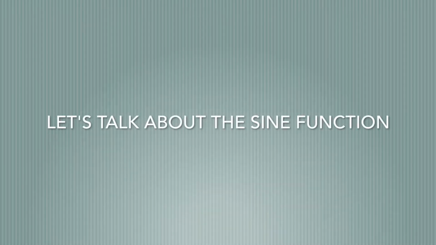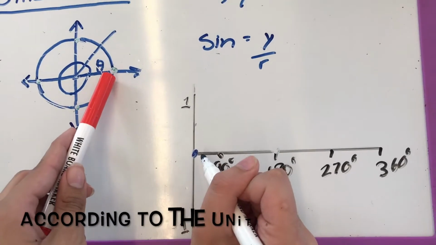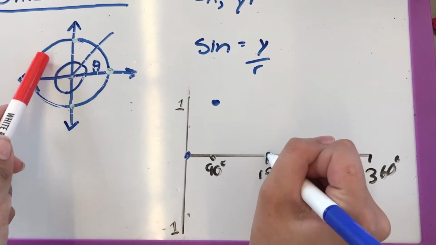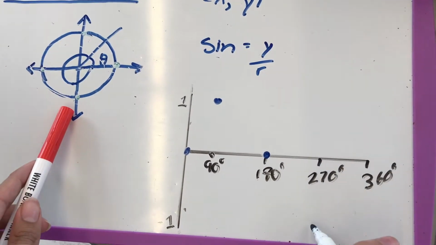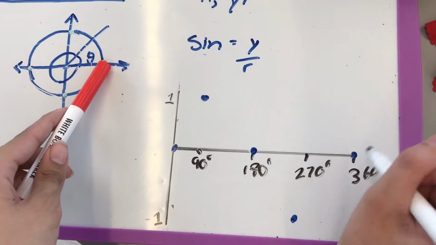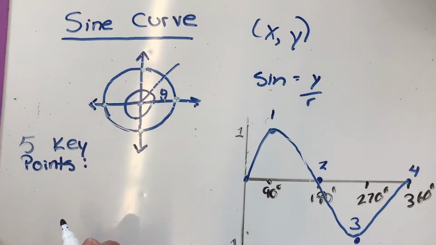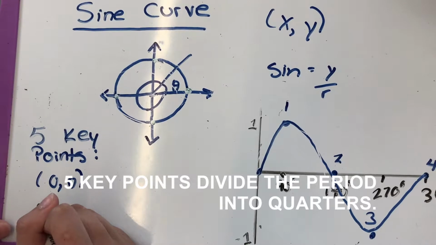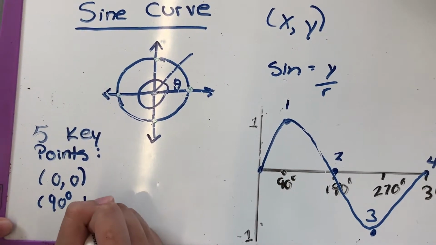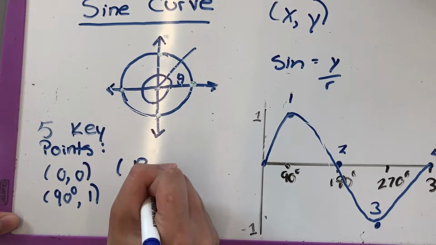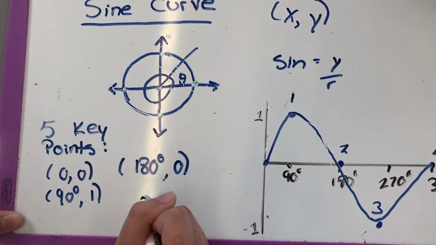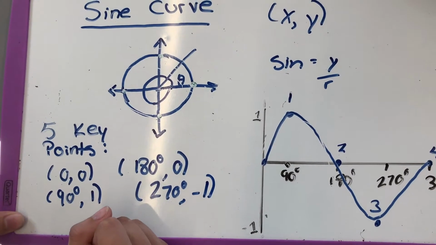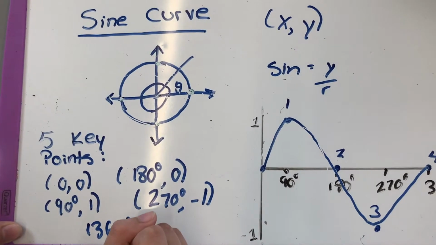Now let's talk about the sine function. Okay, so you start off here at 0, then you go up for 90 degrees to 1, then you go to 180, then for 270 go to -1, and then go back to 360. Pointing at your unit circle, our 5 key points are 0 and 0, 90 degrees and 1, 180 degrees and 0, 270 degrees and -1, and our last point is 360 degrees and 0.